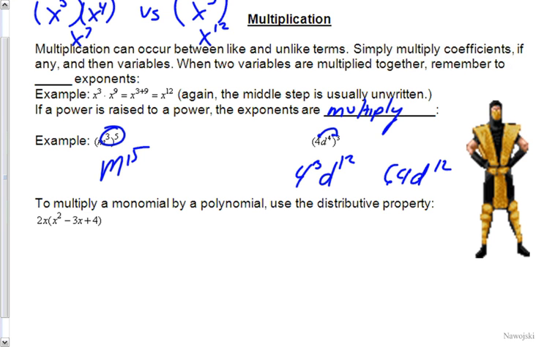d to the 12, times Scorpion. Okay, he also has a spear, and he says, get over here.